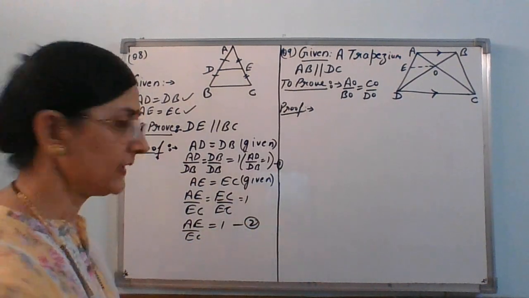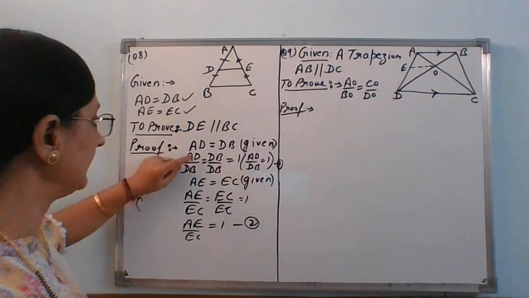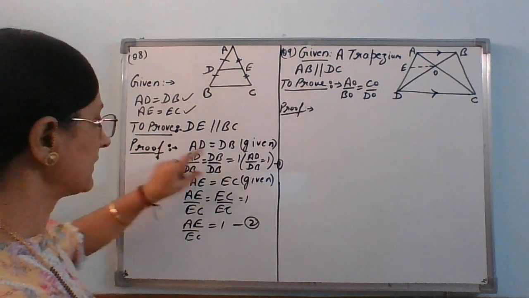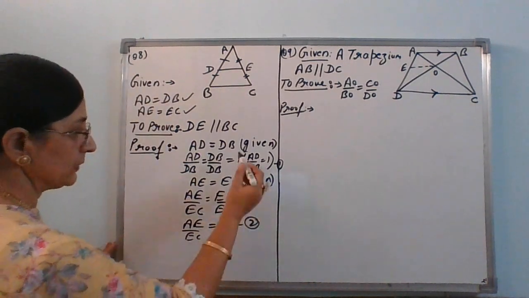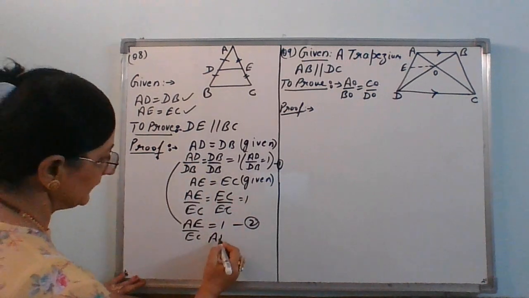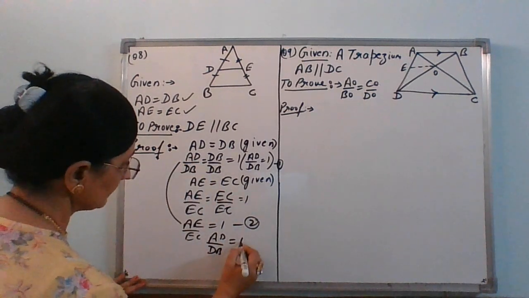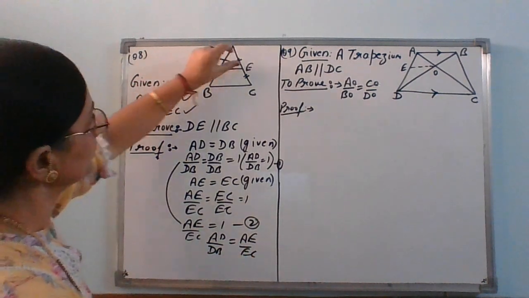Number 2. As these are the same lengthwise, AD and DB are the same. So its ratio answer is 1. Its ratio answer is also 1. On comparing 1 and 2, the right side answers are 1. So these ratios are equal. So AD upon DB will be equal to AE upon EC. Means AD upon DB is equal to AE upon EC.